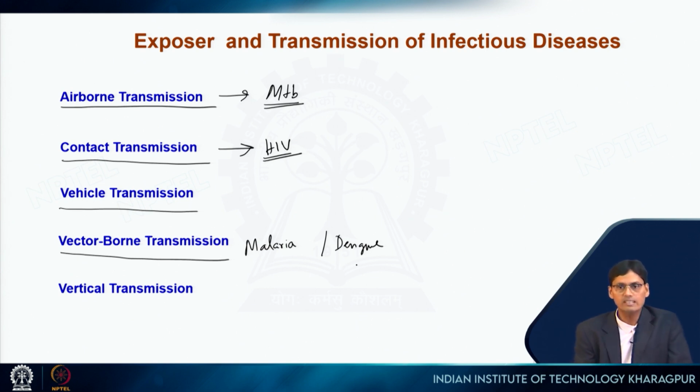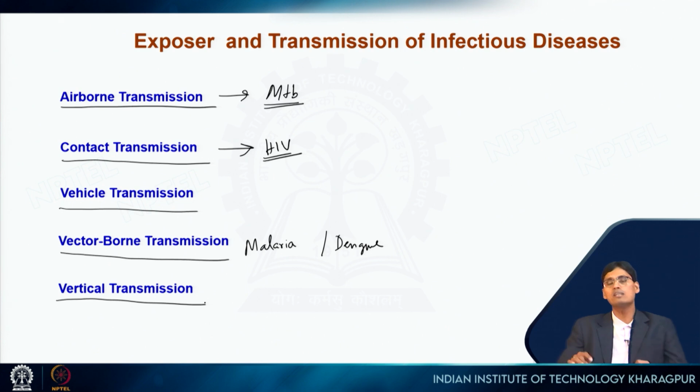And vertical transmission is some kind of unique thing, not very common. Vertical transmission means, for example, that an unborn child, before birth, can acquire some infection from the mother herself. Although, as I'm saying, this is very uncommon, it can happen. This is vertical transmission, from mother to unborn child. Okay.